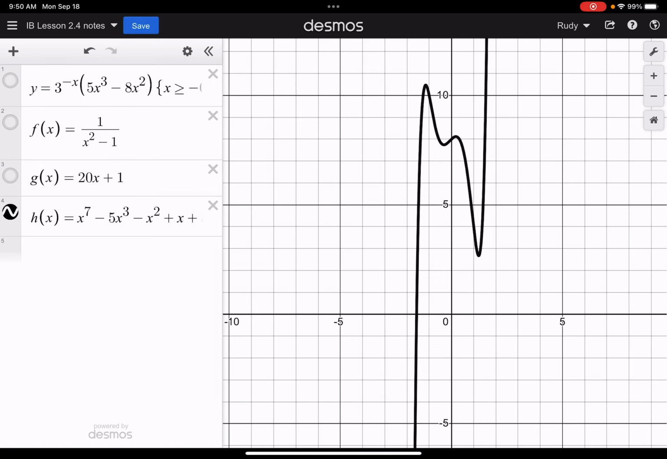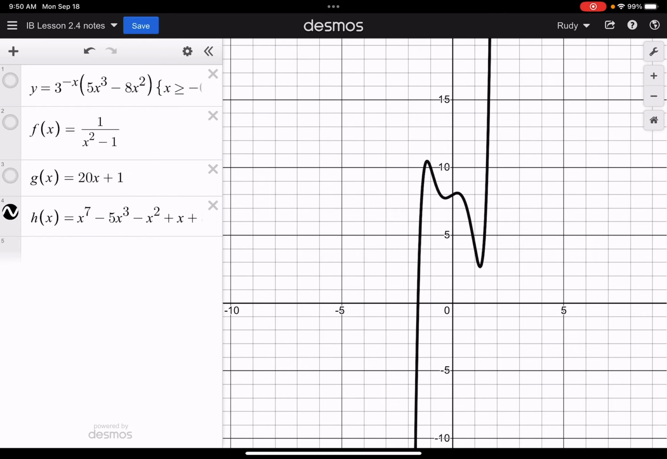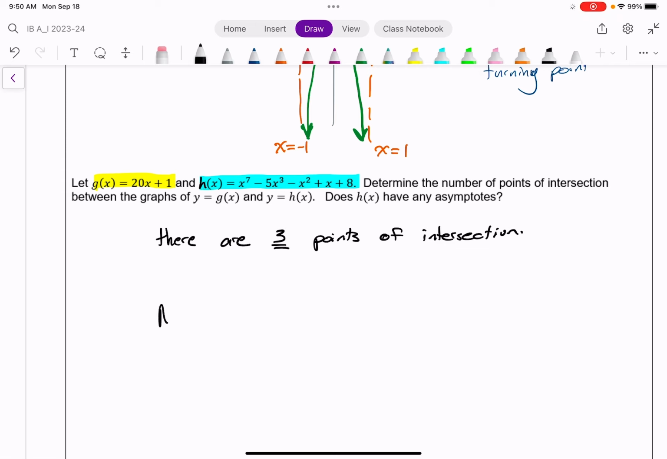Polynomial functions never have asymptotes on their own. And so that's pretty simple. The last part, the answer is nope. No asymptotes of any kind.